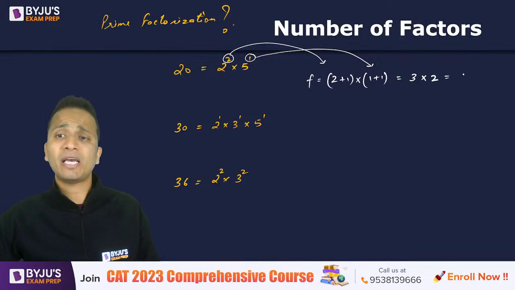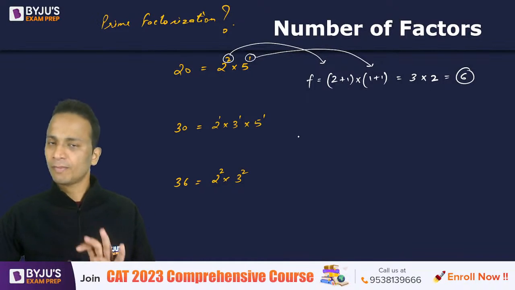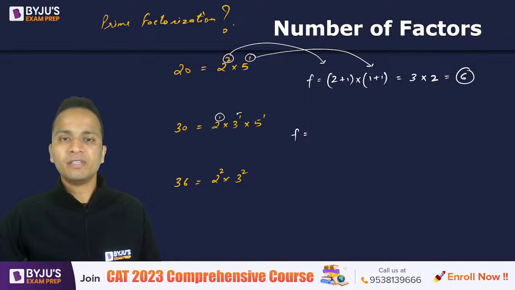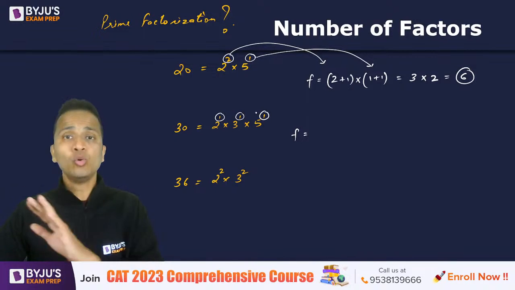So 3 multiplied by 2 is equal to 6, which will be the number of factors of 20. I'll take one more example. The next example, 30. So the number of factors. Look at each of these powers. All the powers are 1, 1 and 1. Add 1 to each of these powers.